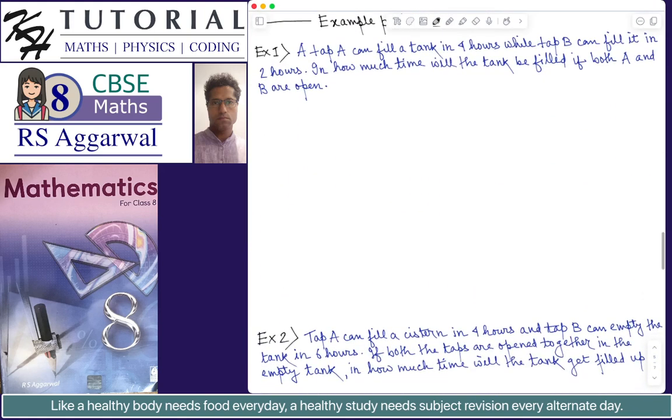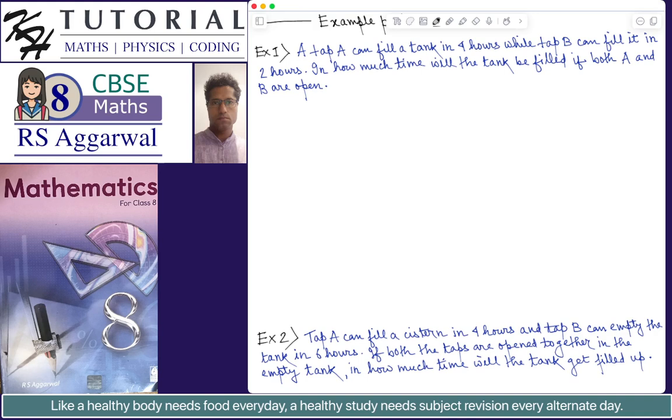Okay, now let's solve these problems. The first example problem says that a tap A can fill a tank in 4 hours while tap B can fill it in 2 hours. This means that tap A can completely fill an empty tank in 4 hours. Similarly, tap B can completely fill a tank which is completely empty initially in 2 hours. In how much time will the tank be filled if both A and B are open? Open means it is working.